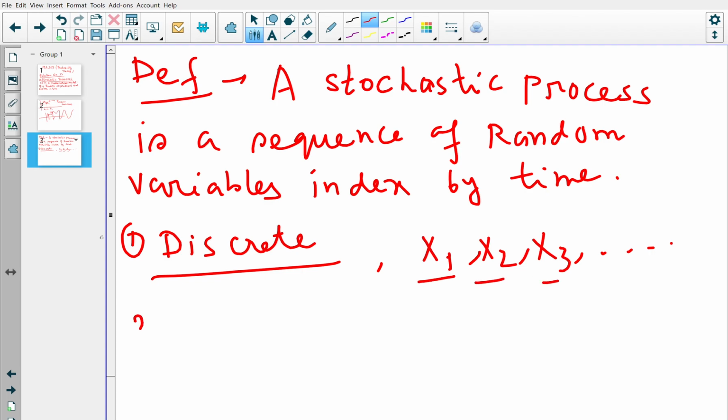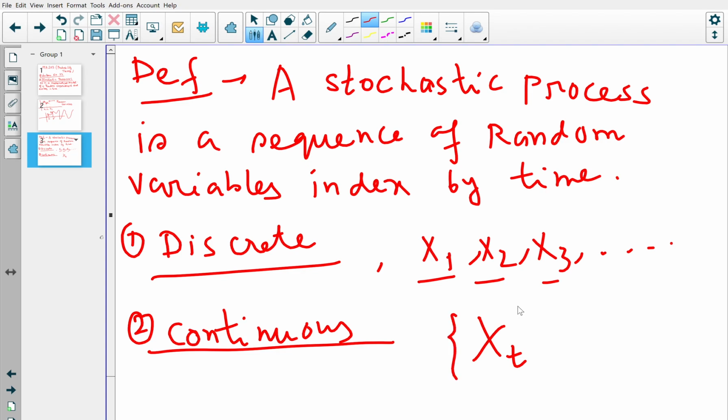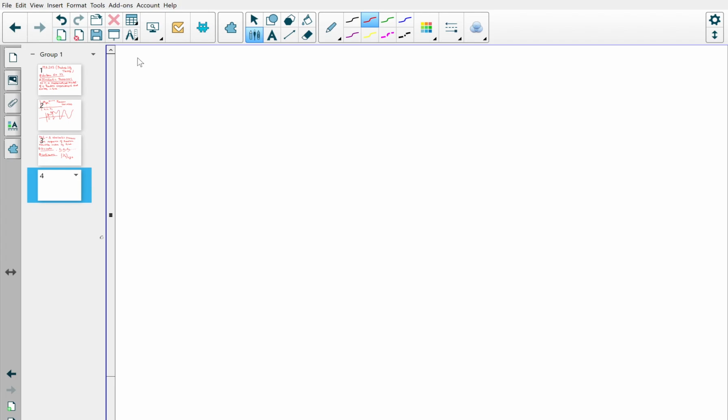Or you may have a continuous process, and here you will have an xt sequence where t is greater than or equal to 0 for the time. Okay, so mathematically we define it by a sequence. Now let us give you some examples. For example, a very important example we generally see on a daily basis.